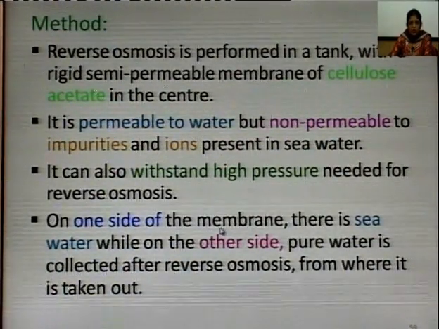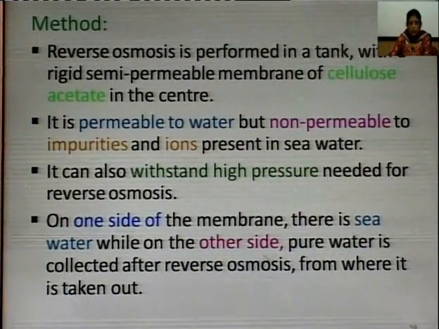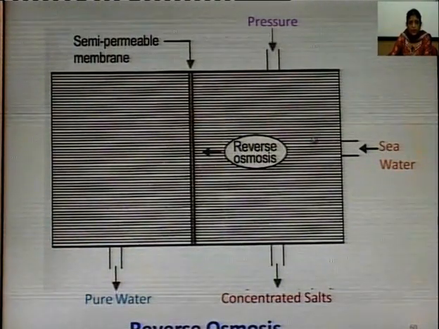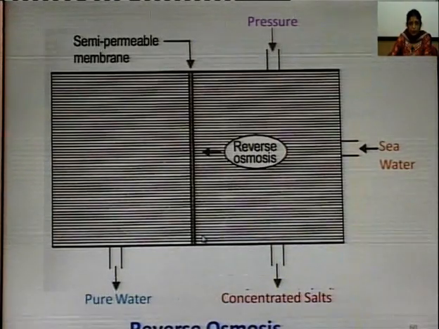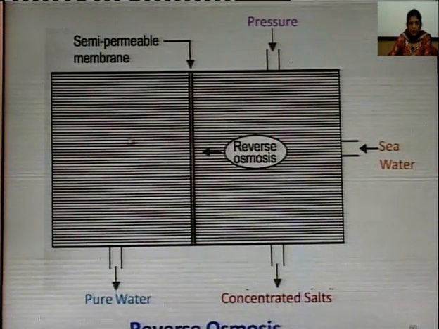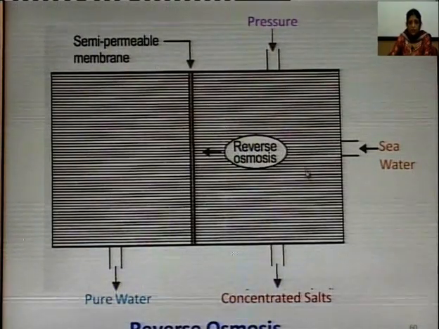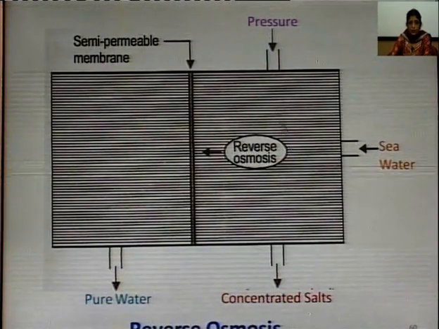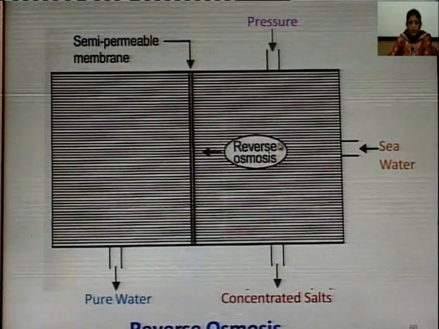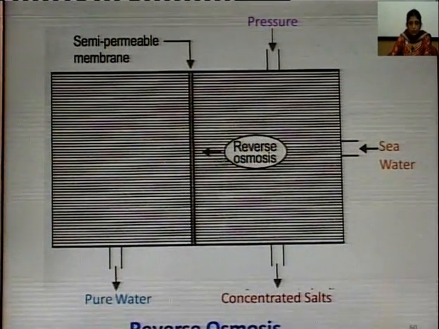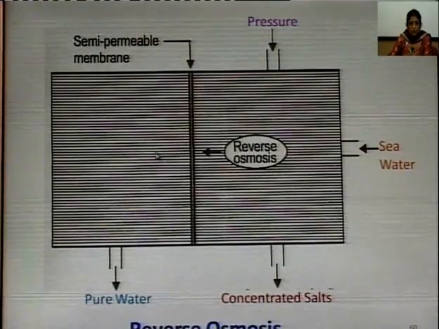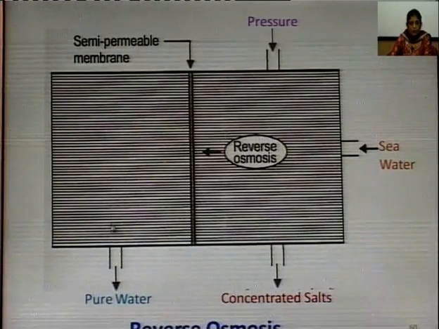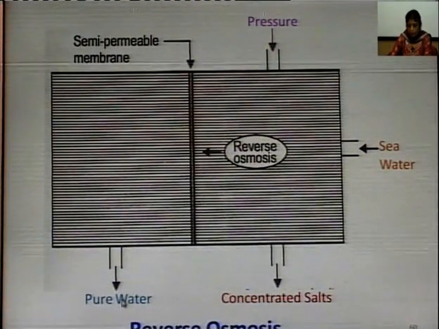On one side of the membrane there is sea water, and on the other side pure water is collected after reverse osmosis. You can see here that this is the semi-permeable membrane, and on this side we can collect pure water, and on the other side there is the sea water which is passed. When it is passed, pressure more than the osmotic pressure is applied here, and due to this pressure the solvent particles pass through this semi-permeable membrane, and water free from impurities is collected here.